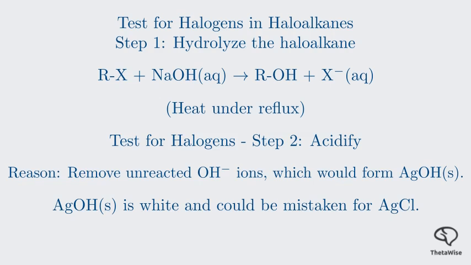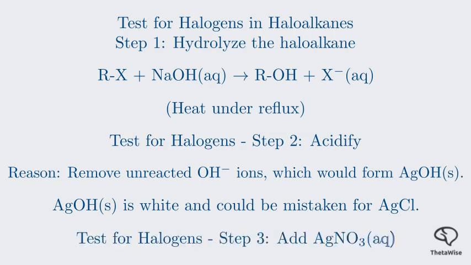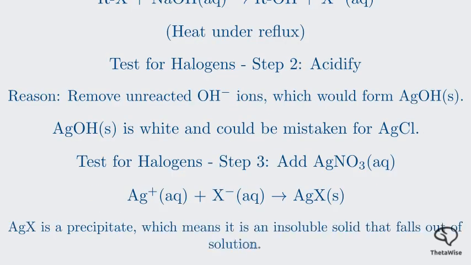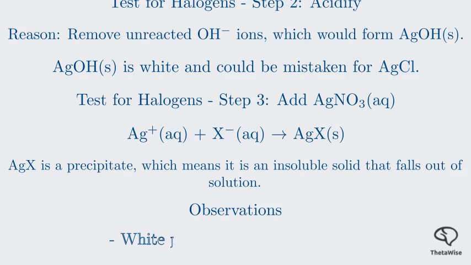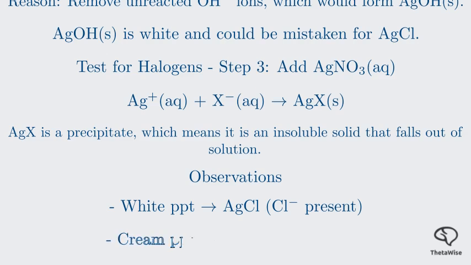Finally, add a few drops of aqueous silver nitrate solution. The silver ions, Ag+, will react with any halide ions present to form a silver halide precipitate. The color of this precipitate tells you which halogen was present. Silver chloride, AgCl, is a white precipitate. Silver bromide, AgBr, is a cream precipitate.